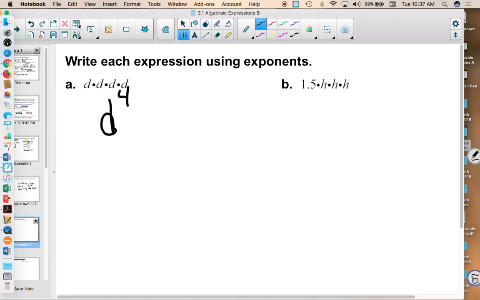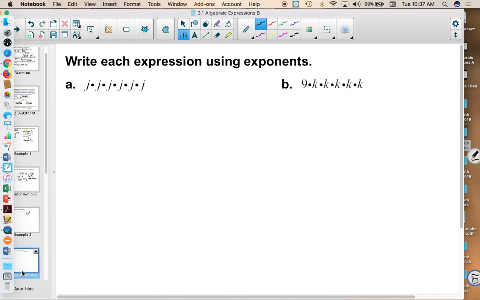Now, what do we do with B? I keep the 1 5/10, don't I? 1 5/10 H. What do I do with the H? Show me with your fingers. What should I put above that H? Good. I better have it cubed. Got it? 1 5/10 times H cubed. Do you see why we're not using the multiplication symbol though? We're not using an X anymore. Okay?